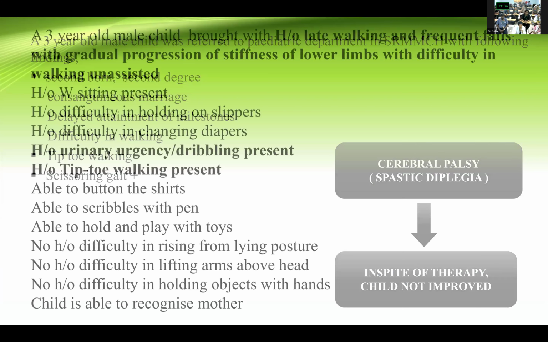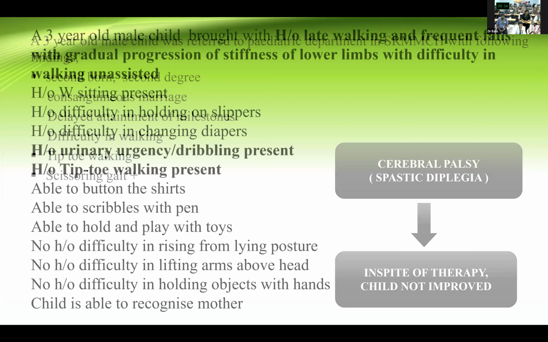A 3-year-old male child brought with history of late walking and frequent falls with gradual progression of stiffness of lower limb with difficulty in walking unassisted. History of difficulty in holding on slippers. History of difficulty in changing diapers with history of urinary urgency and tiptoe walking was present, but child was able to button the shirts, scribble. There was no difficulty in raising from lying posture or difficulty in lifting arm above head.